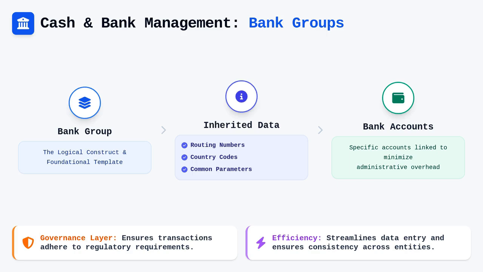By defining a bank group first, you streamline the data entry process, as attributes like the routing number or the bank's country code are inherited by the specific bank accounts linked to that group. When you create a unique bank account, you associate it with a bank group to minimize administrative overhead and ensure consistency across your legal entities.